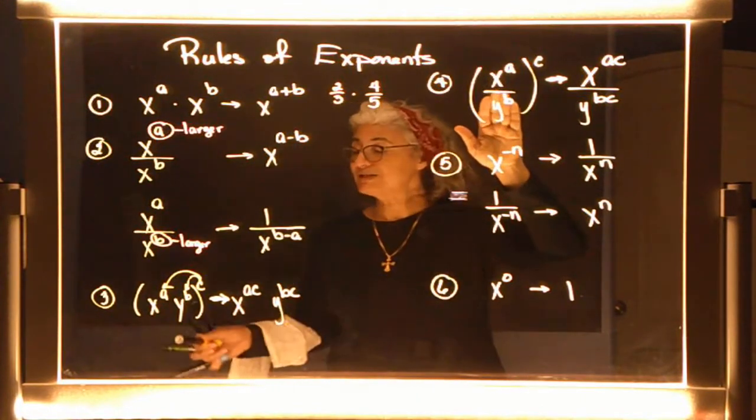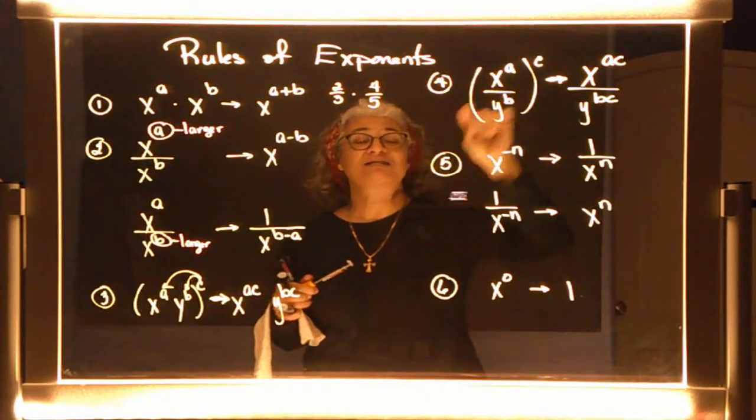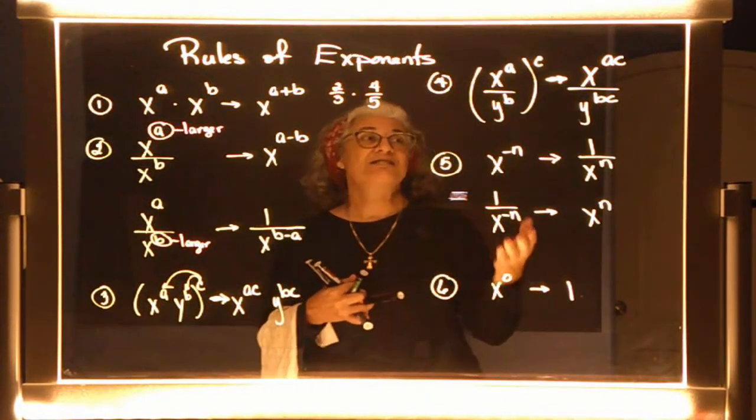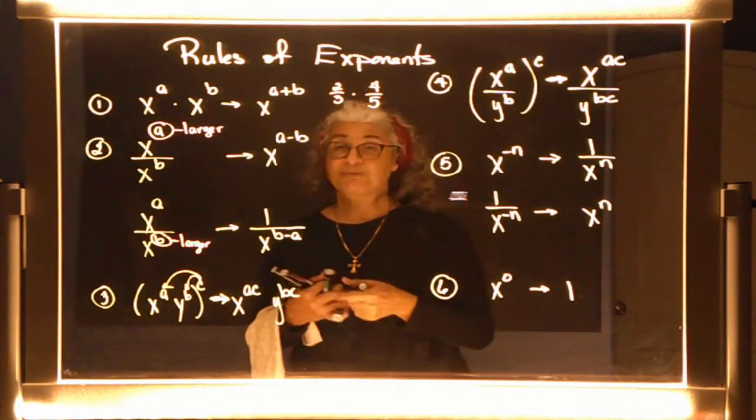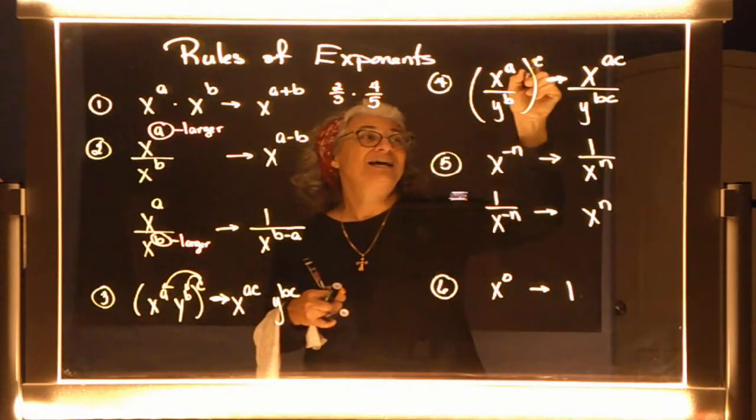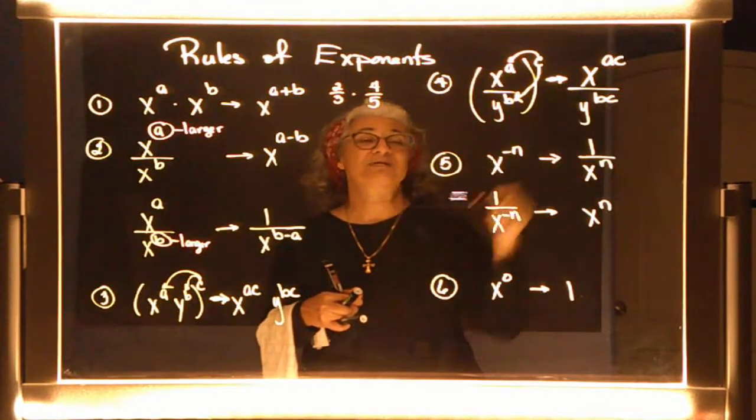is almost like number 3, except instead of multiplication between the x and the y, I have got division. So, again, a number outside parentheses, what do you do with it? Yeah, exponents get distributed to other exponents, which is why the result looks like this.